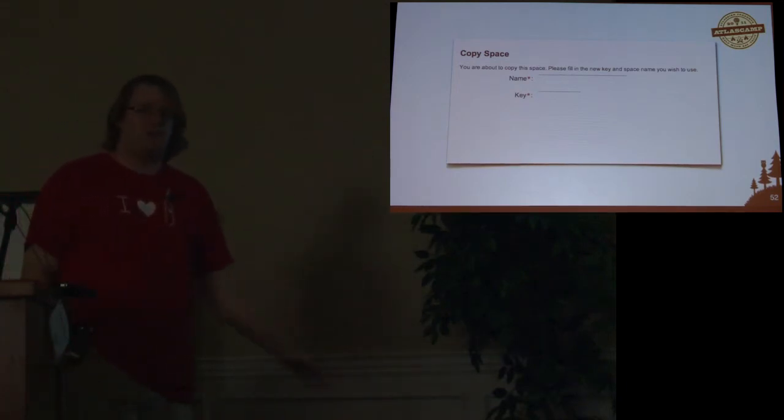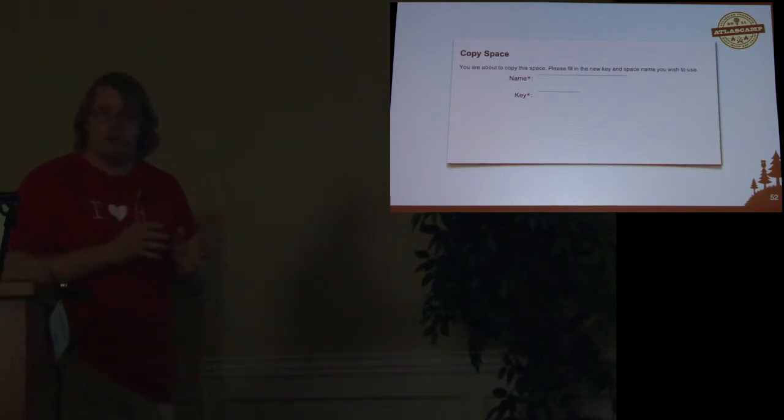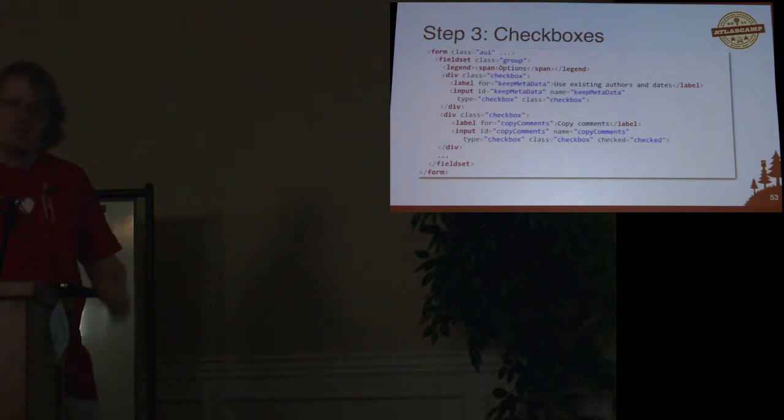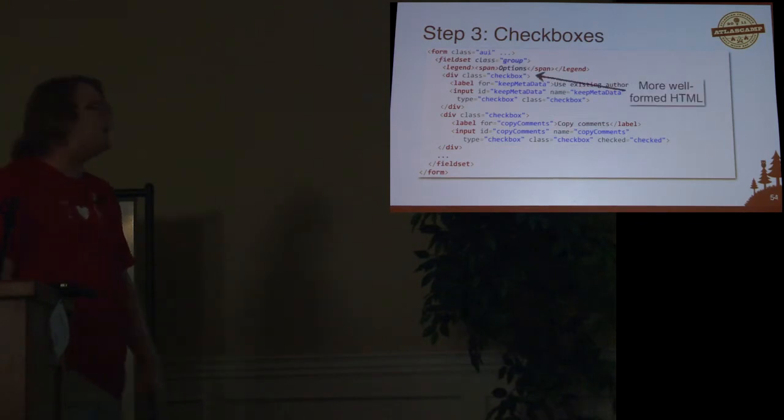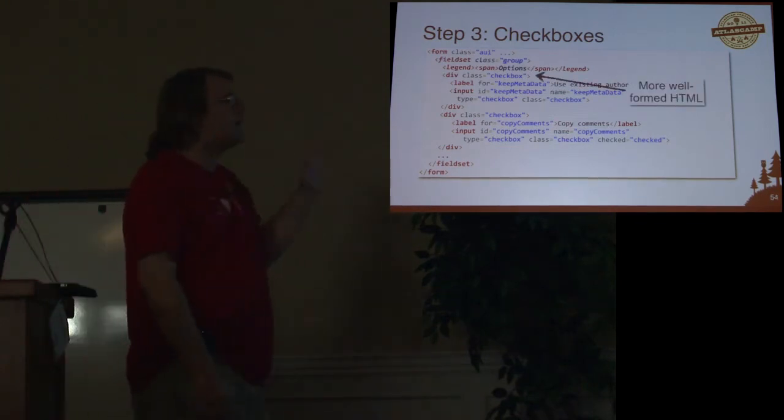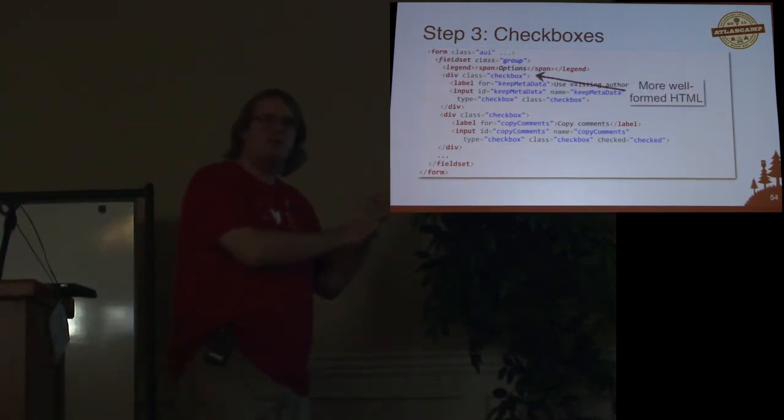We'd have to come up with CSS rules to say these things should line up or be correct. The program knows what should be done. Next thing is the checkboxes. Again, what you're looking at here is well-formed HTML. Again, we have a field set grouping related options. We have a legend element to indicate to the browser what these related field set elements are for.